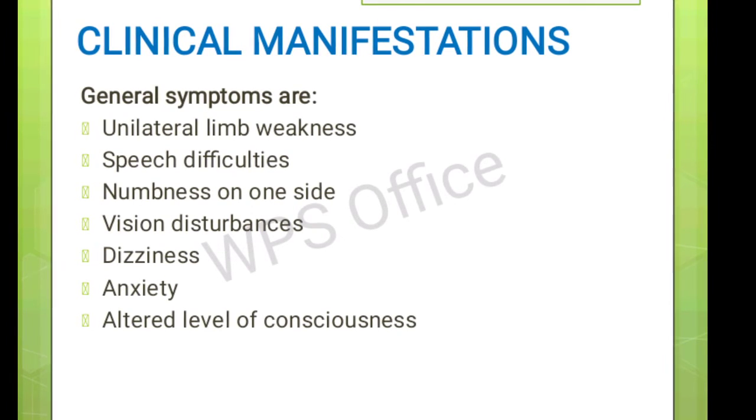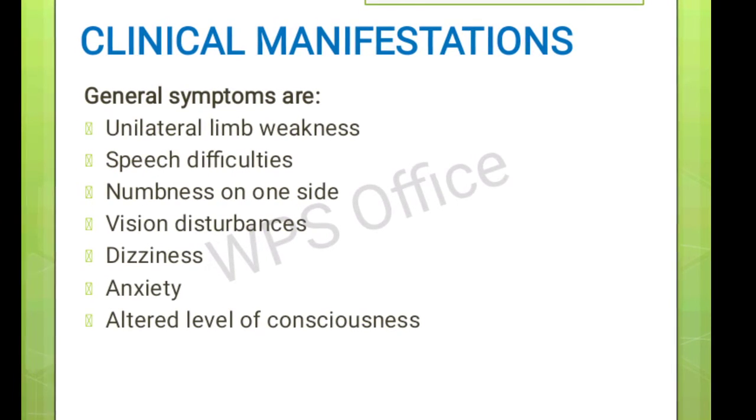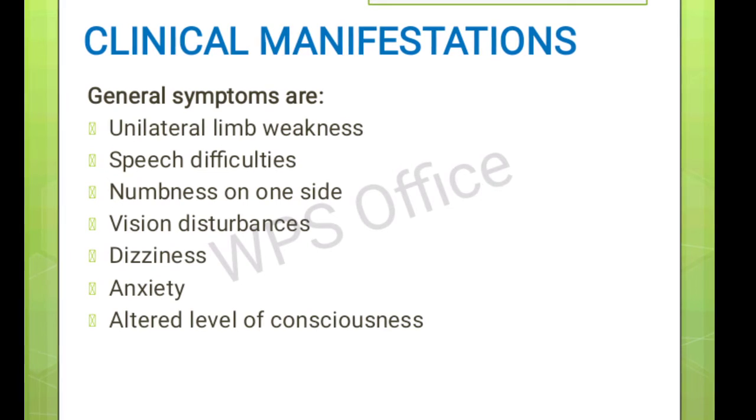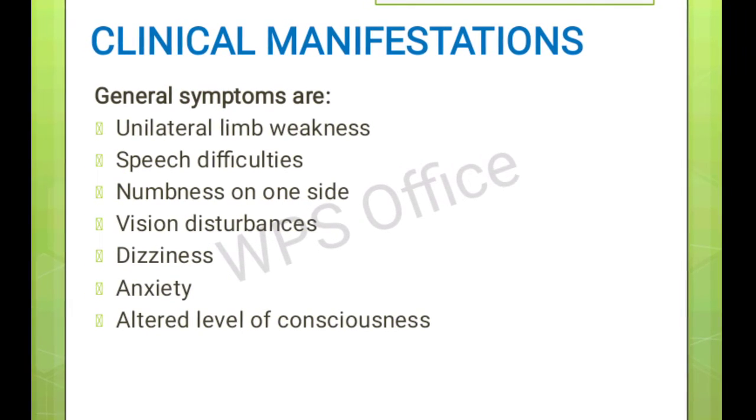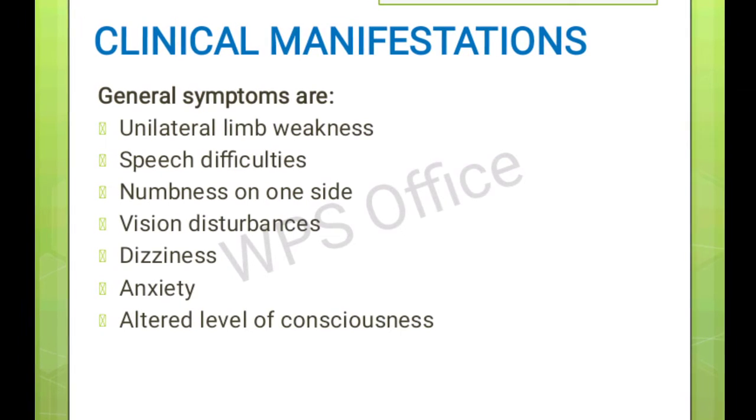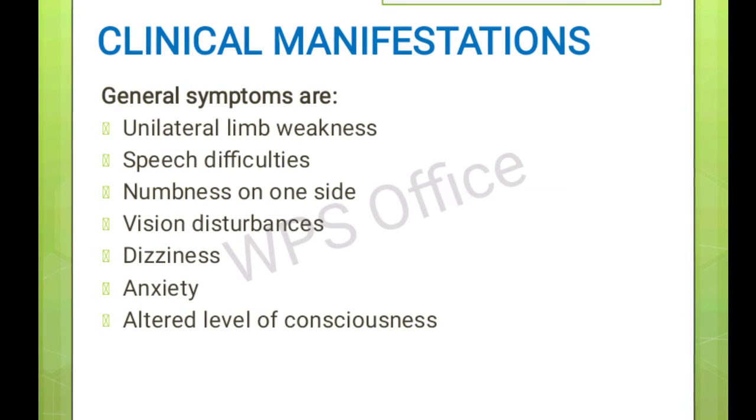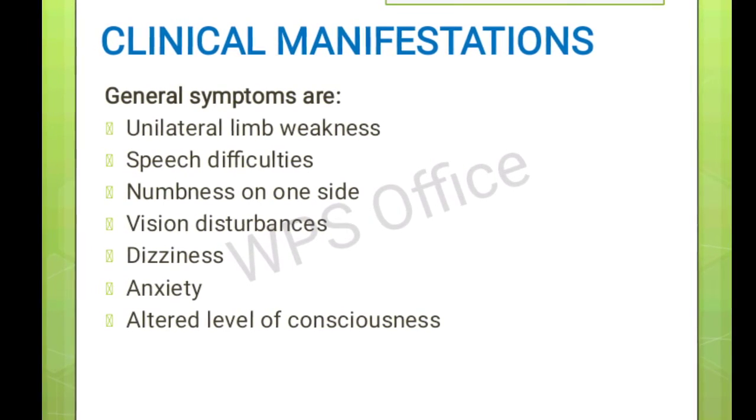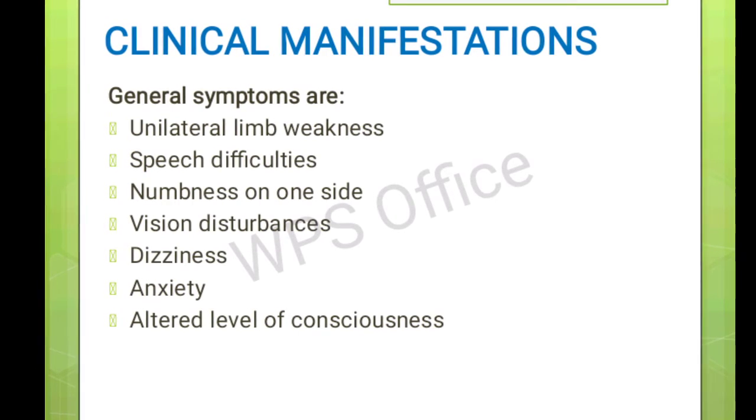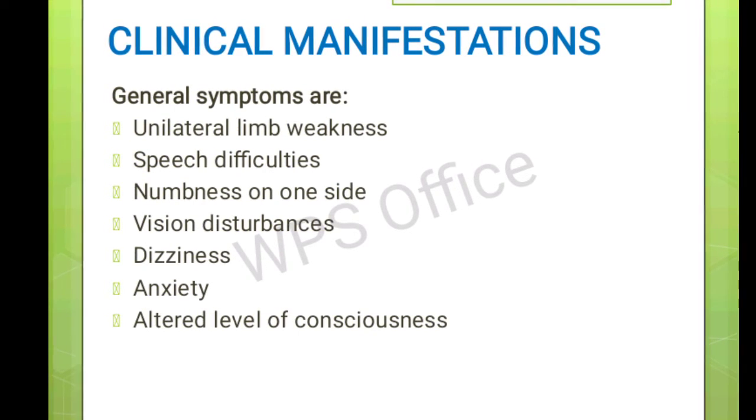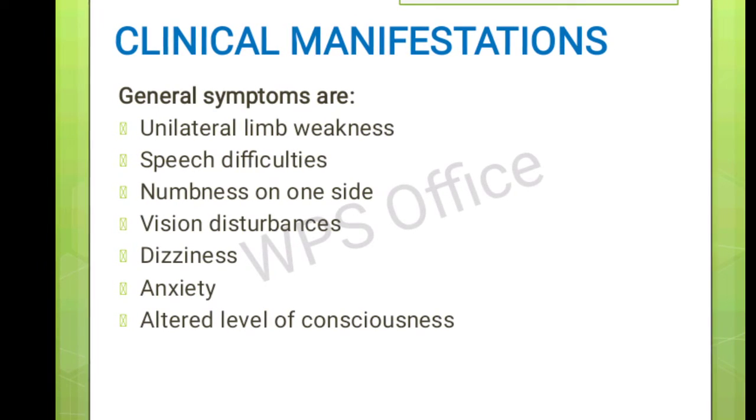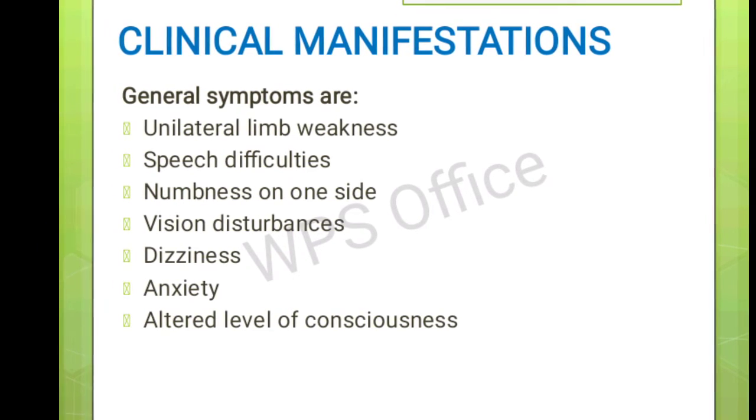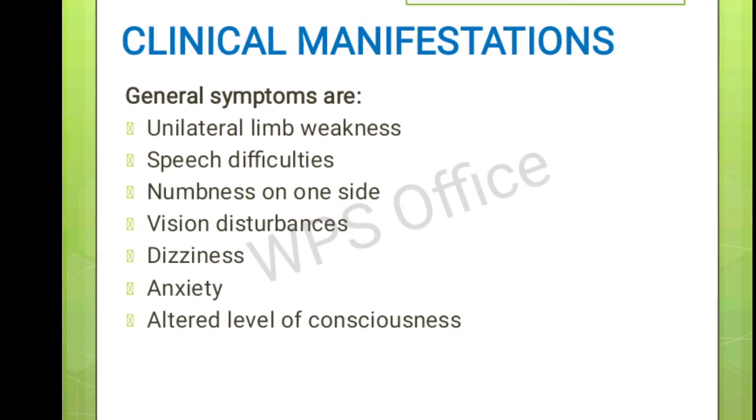Then the clinical manifestations of stroke are divided according to the area involved, and general symptoms are also there. The general symptoms we can remember are unilateral limb weakness, that means weakness on one side of the body. Then speech difficulties, numbness on one side, vision disturbances, dizziness, anxiety, and altered level of consciousness. These are the general symptoms.